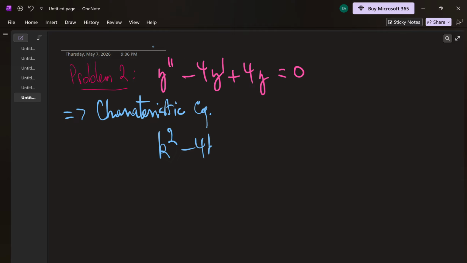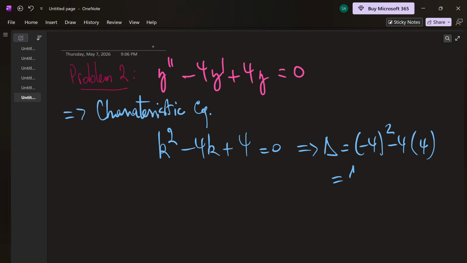So the associated characteristic equation is k squared minus 4k plus 4 is equal to 0. So this gives us delta is equal to minus 4 squared minus 4 times 4, which is simply 16 minus 16, which is equal to 0. So delta in this case is equal to 0.